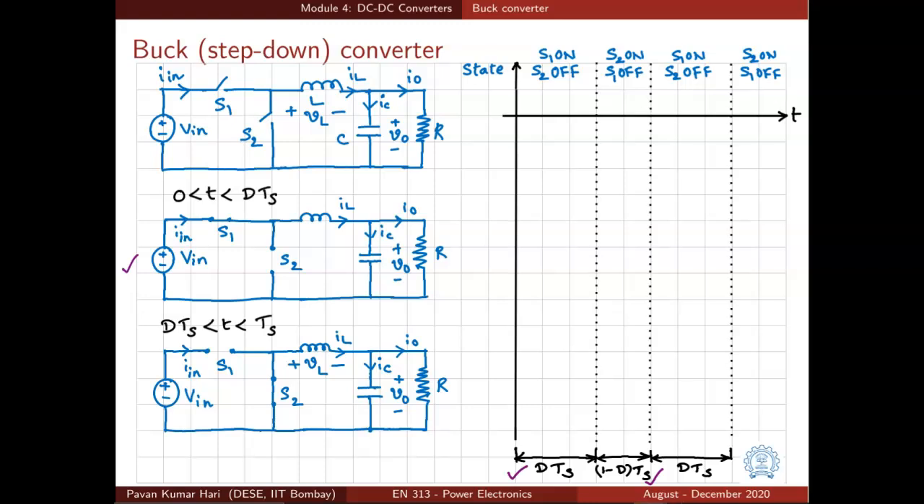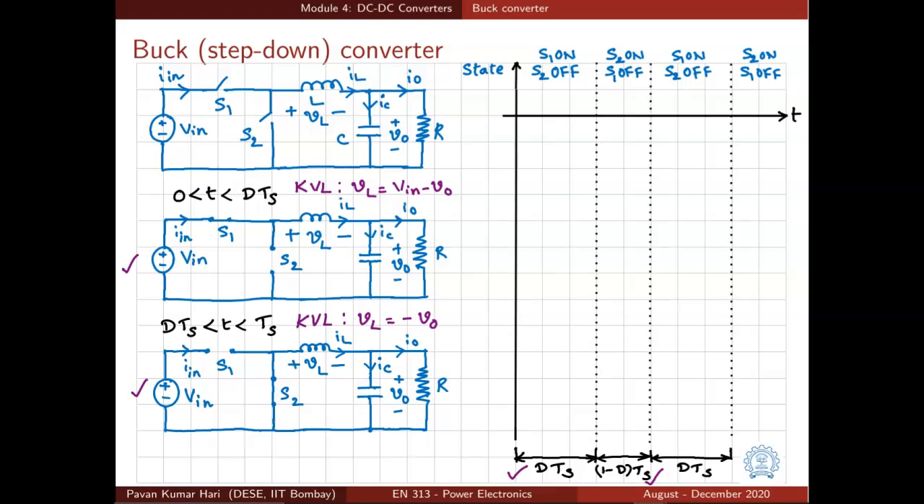Similarly, for dTs less than t less than Ts, in the second interval, which is of duration (1 minus d) times Ts, S1 is off, S2 is on. So S1 is represented as an open circuit, S2 is represented as a short circuit. That is shown here.